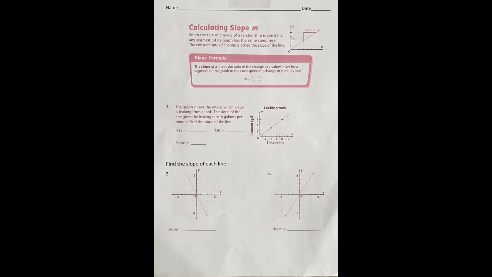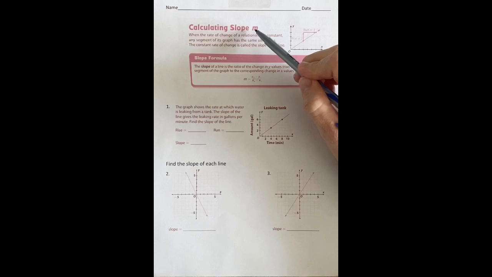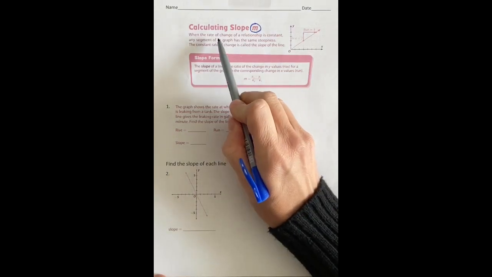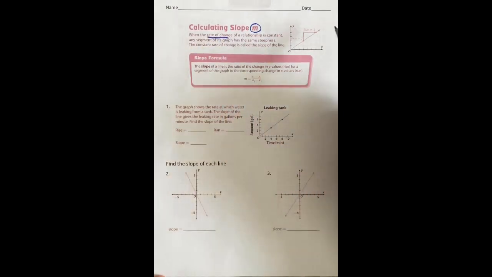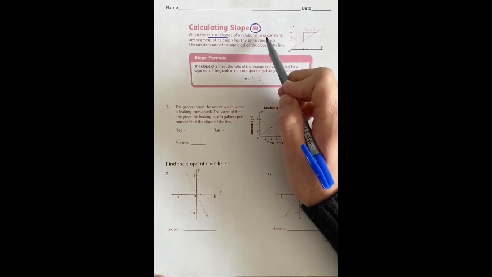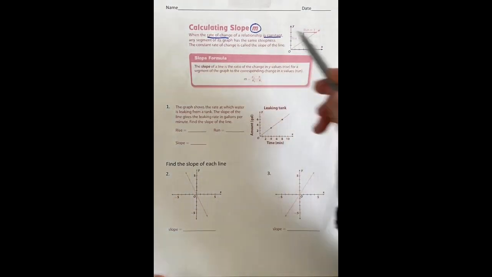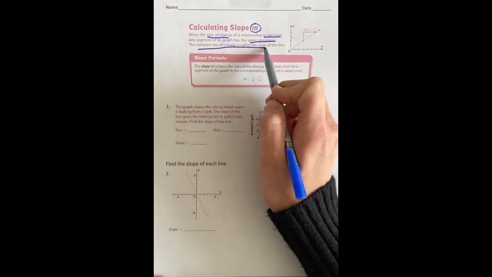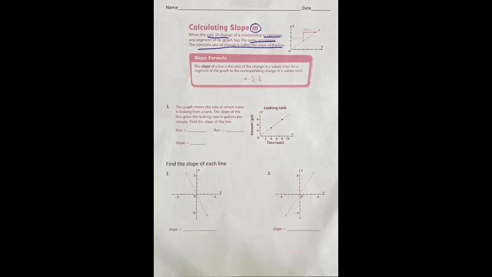Hi everyone. So today we're going to learn about calculating slope. And when you are calculating slope, the letter m will be used as a variable to represent slope. So when the rate of change of a relationship is constant, any segment of its graph has the same steepness. The constant rate of change is called the slope of the line, which is what we did last week.